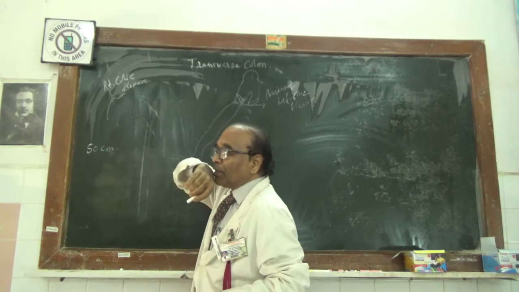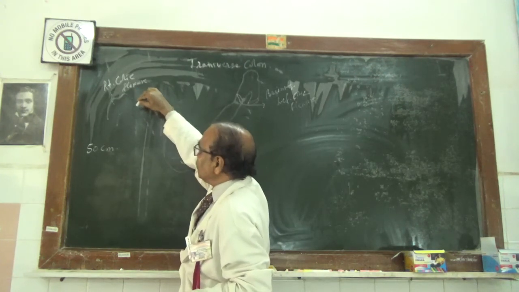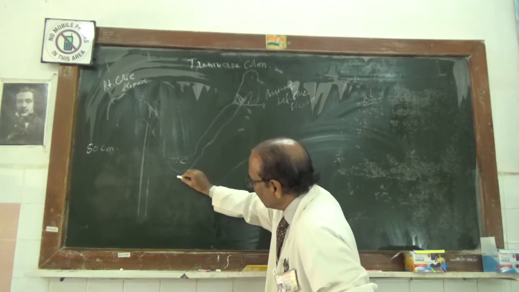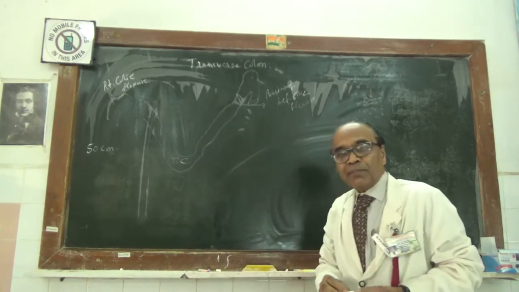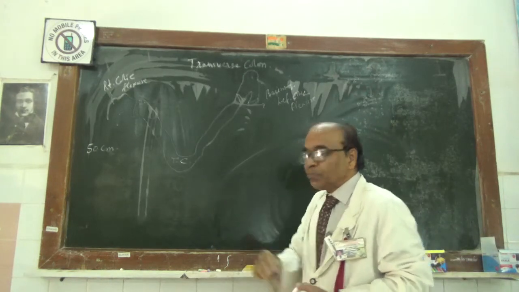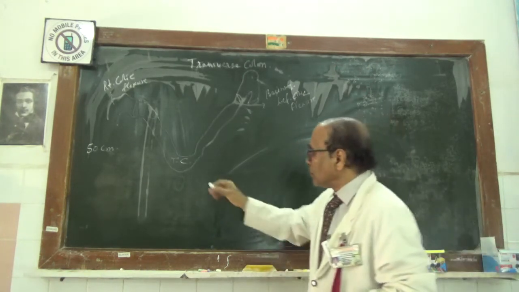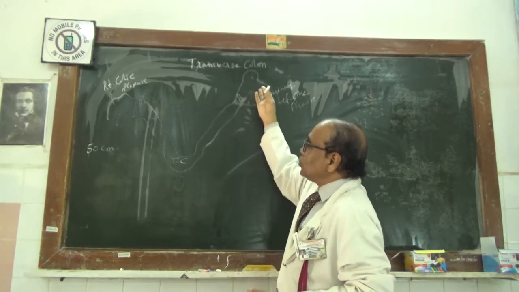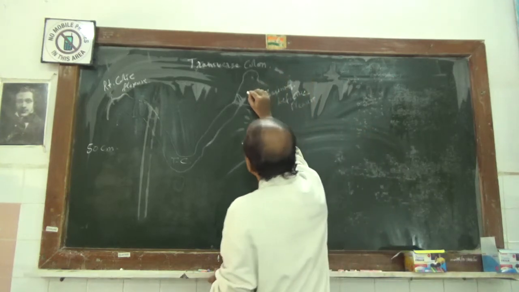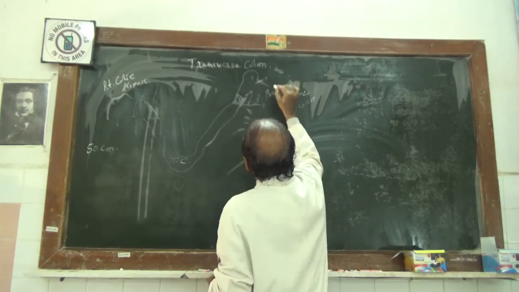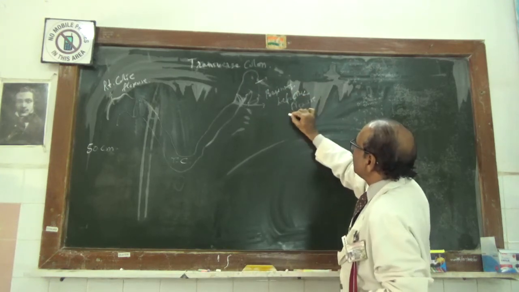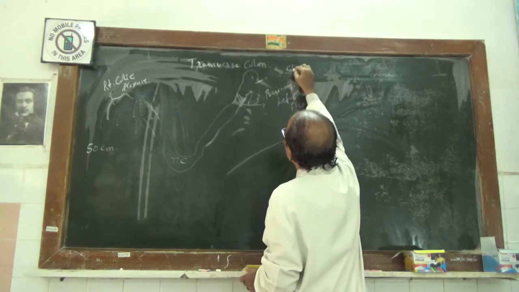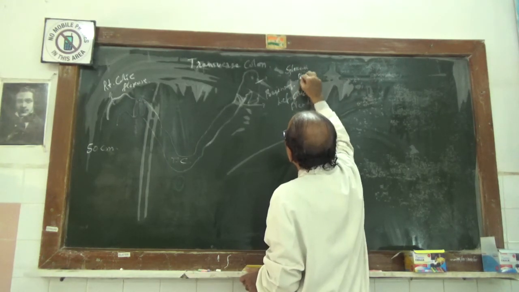From there it will be running downwards, forwards and a little towards the left, and it will come up to the upper portion of the umbilicus or beyond the umbilicus, and then it will run once again upwards and a little backwards and towards the left to end, forming the beginning of the left colic flexure, also called the splenic flexure or bend.